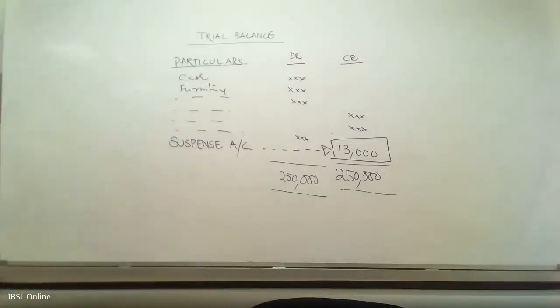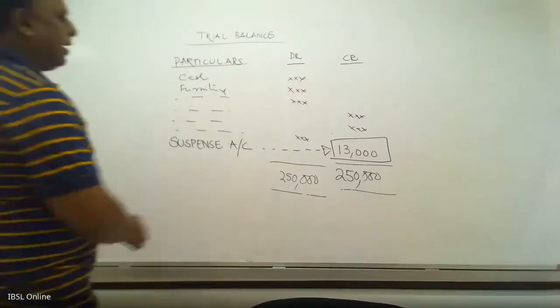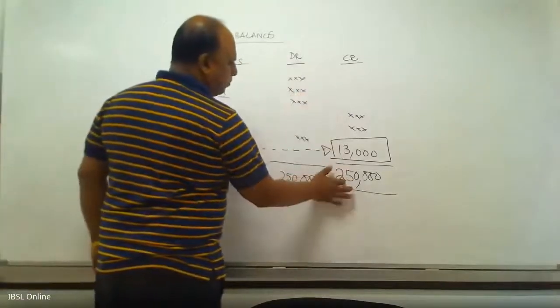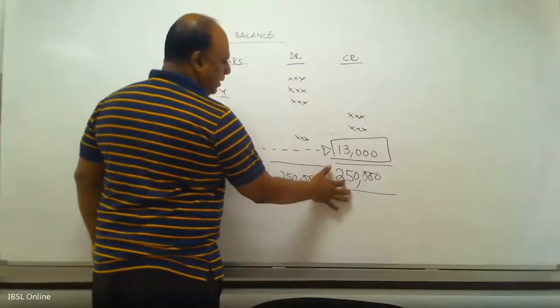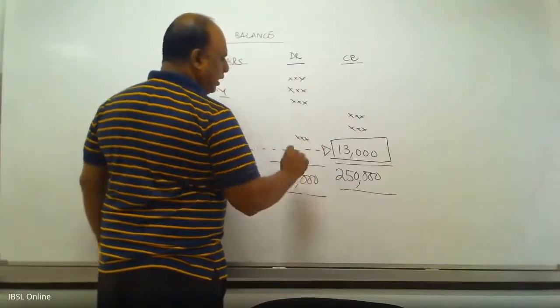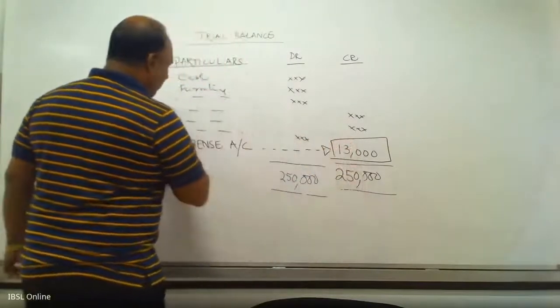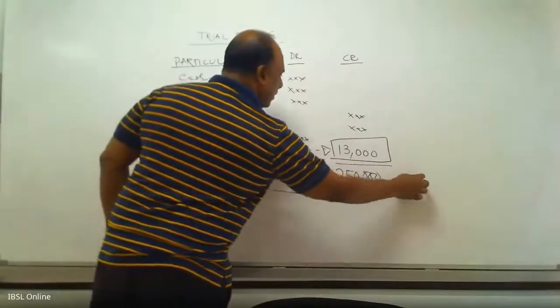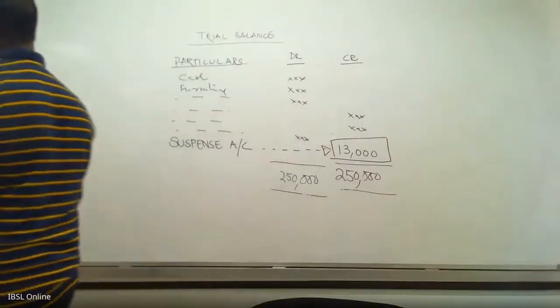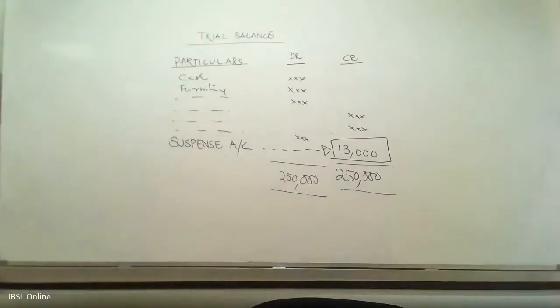So I would like you all to take down this. Better if you can initially take it down, make this 237, and then with a different color of a pen, write this and write the total amended 250,000. I'll give you about 2 minutes. Quickly take it down.